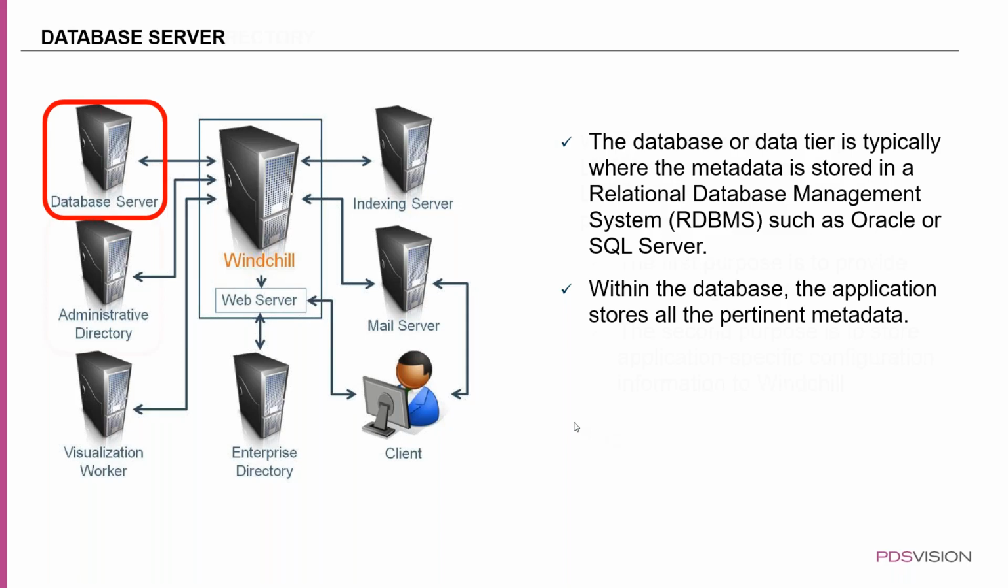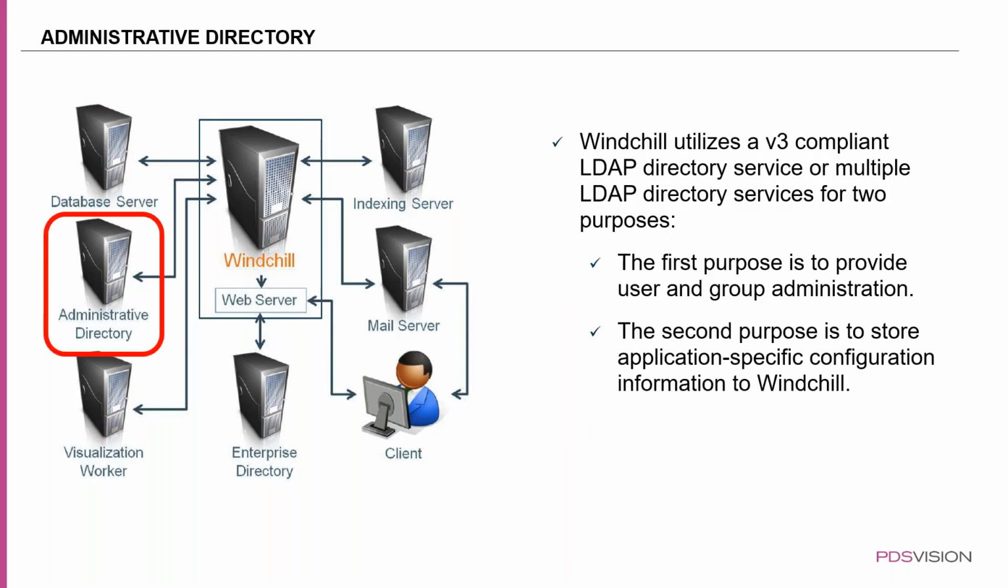Then the next one here is the administrative LDAP. The first purpose of this is to provide users and group administration. This is where the users and the groups in Windchill reside, and this is what Windchill also uses to authenticate the users that log into the Windchill system. The second purpose is to store the application-specific configuration, so things like organization name and the organization attributes that go with that organization.